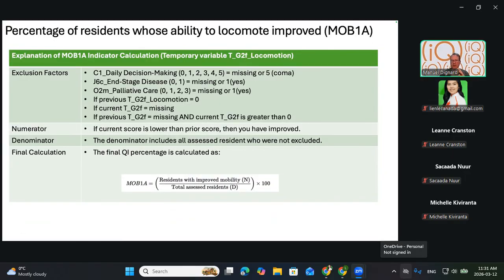All right, this one here, quality indicator that measures whether a resident's ability to move around, either within their room or unit, has improved between assessments, okay? And we're using the temporary variable for locomotion, okay? That reflects the resident's locomotion performance, but now from 0 to 8, it uses that 0 to 4.